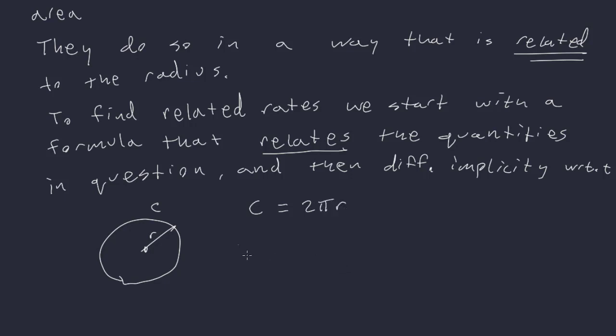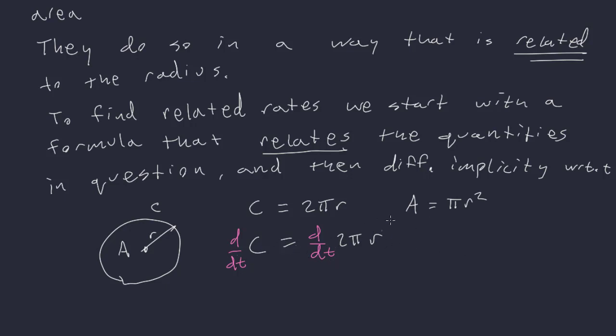Okay? And then similarly, if we want to compare or relate the area to the radius, the area is pi r squared. So now, if we differentiate both of these things with respect to t, we'll start here. The derivative with respect to t of the circumference is going to be equal to the derivative with respect to t of 2 pi r.